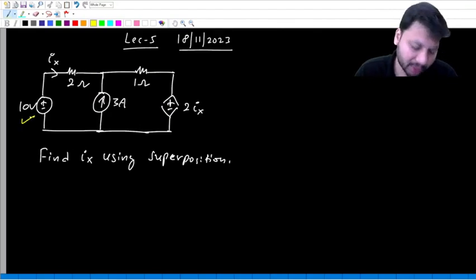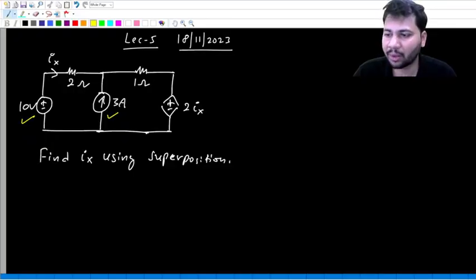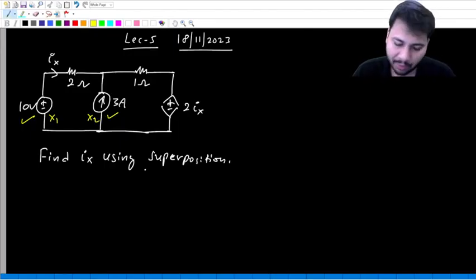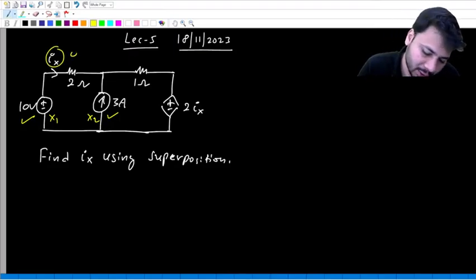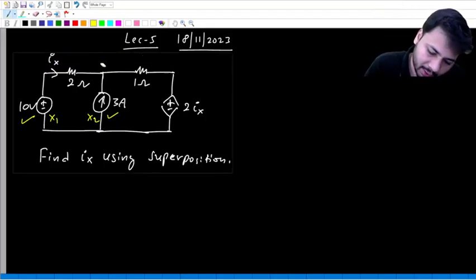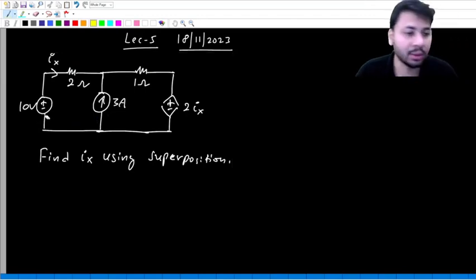How many independent sources are driving this circuit? Two independent sources, one voltage source and another current source, and as I told you, these independent sources act as inputs. So this is like x1, this is like x2, and whatever we are supposed to find, in this case Ix, is like the output. This output will definitely be some k1 times x1 plus k2 times x2. Anyway, with all this background, let us use superposition.